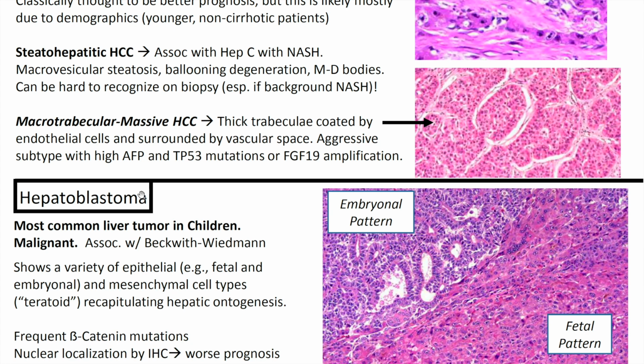Next up, we've got hepatoblastoma. So hepatoblastoma is the most common liver tumor in children, and it's a malignant process, and it's associated with Beckwith-Wiedemann syndrome. It shows a variety of epithelial and mesenchymal cell types, recapitulating hepatic ontogenesis. So some of these epithelial types of hepatoblastoma are shown in the image. So we have our embryonal pattern on the left, then on the right we see our fetal pattern. And there's a frequent beta-catenin mutation with nuclear localization by IHC, leading to a worse prognosis.